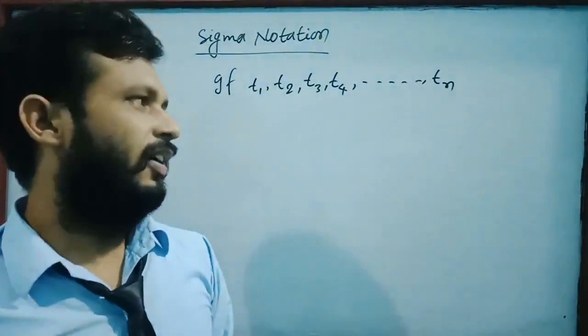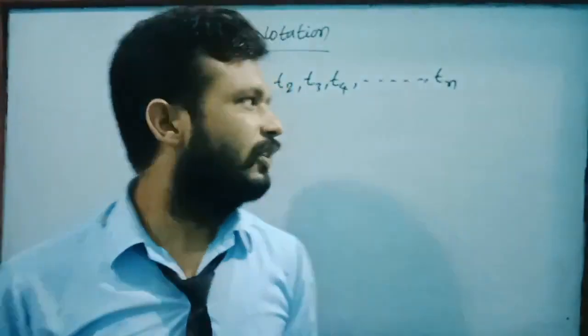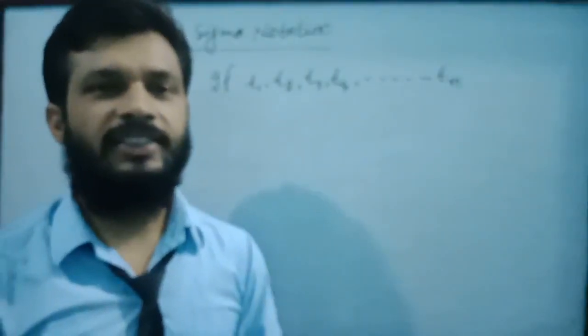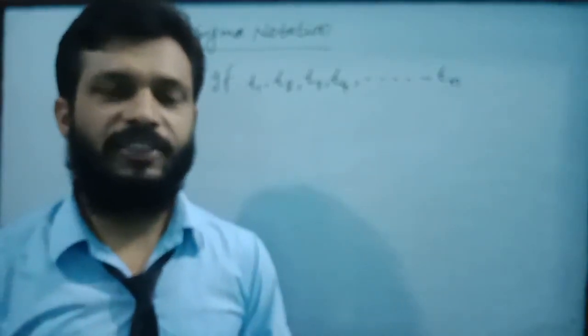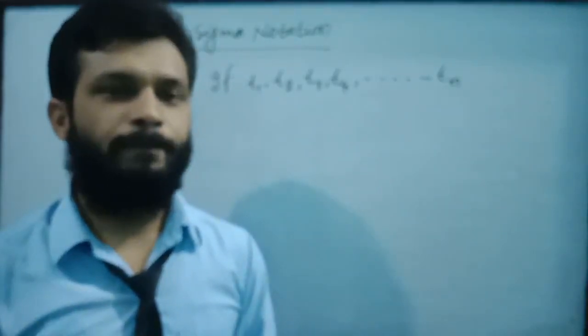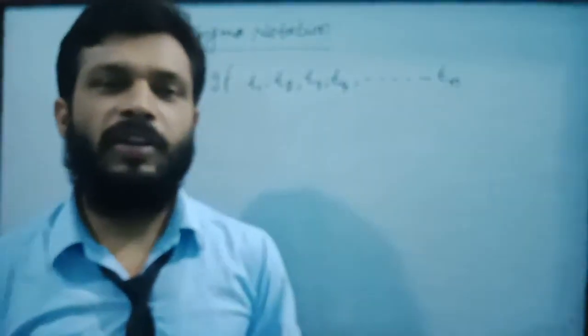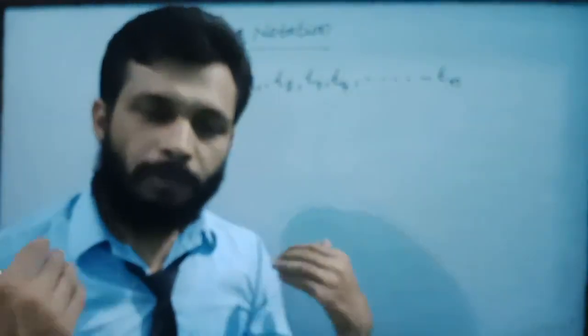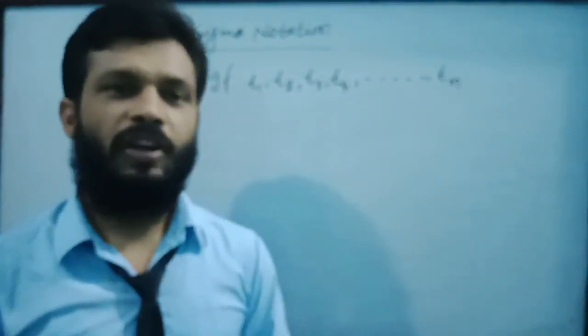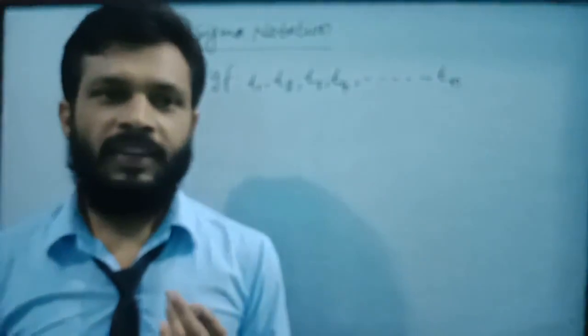Suppose there are 15 students in your class. Then what is the position of the last student? You can say easily the position of the last student is 15. Why? Because the total number of students in your class is only 15. So the position of the last student is 15. Understood?